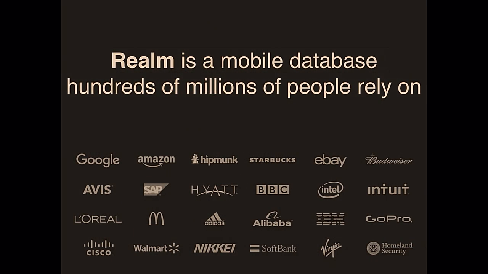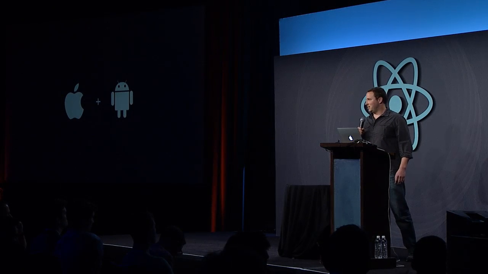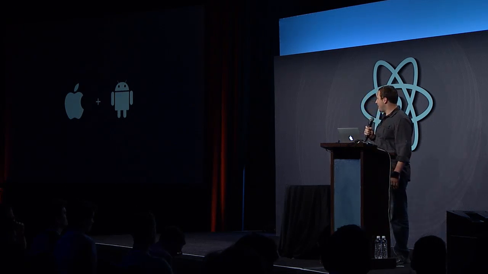So that brings us to Realm. Realm is a database that hundreds of millions of people rely on in the apps they use. Tons of great apps use Realm already, lots of big companies and small. And Realm works on iOS and Android. We have language bindings for Objective-C and Swift and Java. And now, as of today, we also have language bindings for JavaScript for React Native. And that works on both iOS and Android, which is an achievement, trust me.